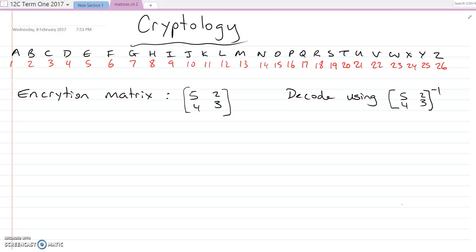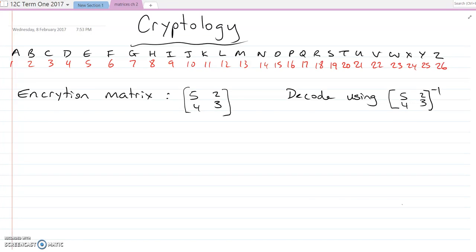Okay, let's have a look at cryptology. This is where we encode a text message so that it's scrambled up so that nobody else can read it, and then later on we decode it. There have been movies about this recently.